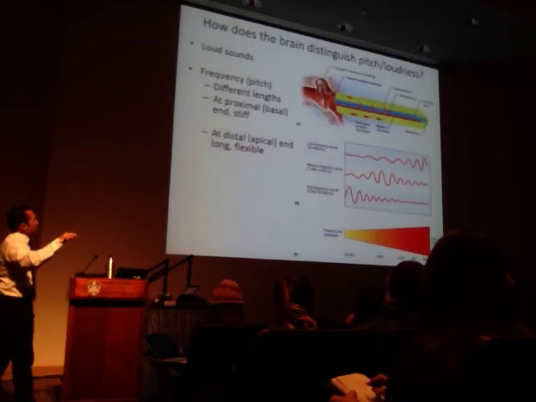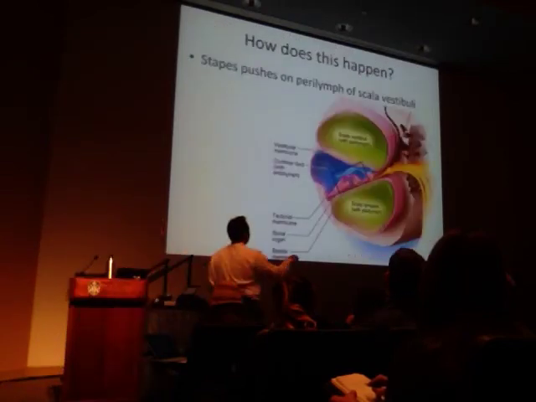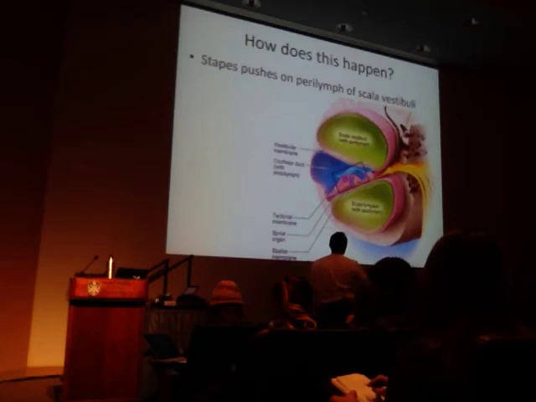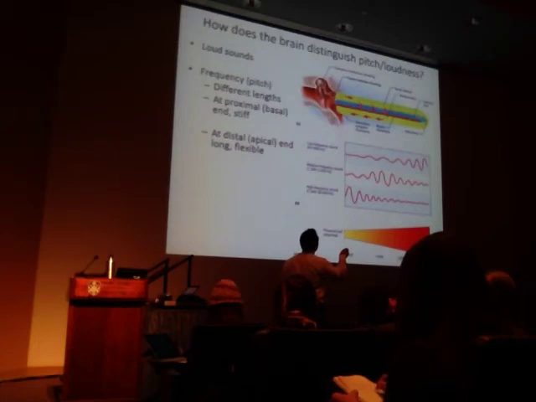Green with our perilymph up top is our scala vestibuli. Our green down low with our perilymph is our scala tympani. Right? Just to prove it to you. Green up top is scala vestibuli with perilymph. Green down below is scala tympani with perilymph. And in the middle is our blue. That's our cochlear duct. Well, you can also appreciate here at the very beginning, at the window, the stapes pushes.